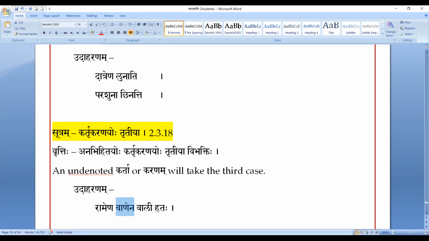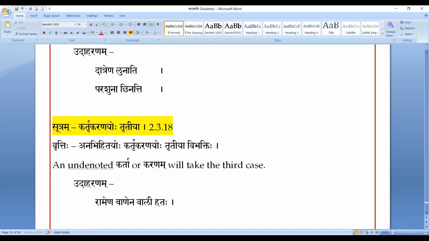Banena. Therefore, Bana is the Karana, Sadhakatamam, therefore it has the Sanya Karana. It is important in accomplishing the action of killing Vali. What? Bana, the arrow. And it is Anabhigita, therefore Tritiya Vibhakti. So Tritiya Vibhakti is assigned to Karana as well as the Karta, which are Anabhigita, by this sutra: Kartru Karana Yogo Tritiya Iti. This is a good example where both Karta and Karana are there.